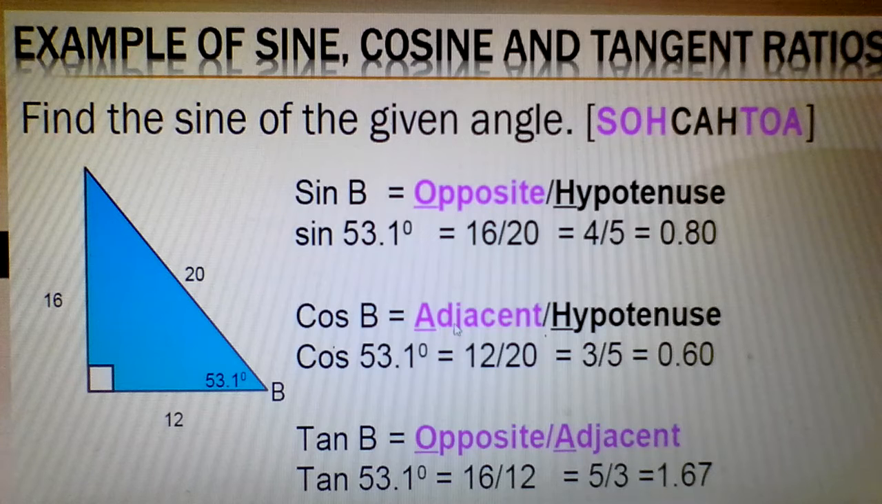Okay, for cos, adjacent divide hypotenuse. So from here, adjacent is 12. Hypotenuse is 20. So 12 divided by 20, 3/5, equivalent to 0.60.